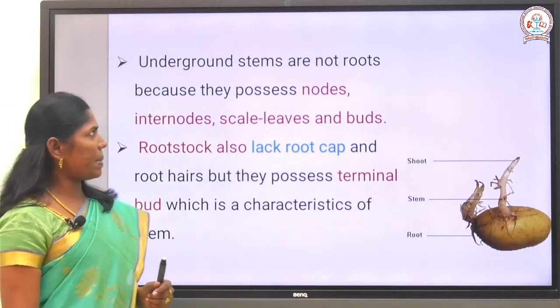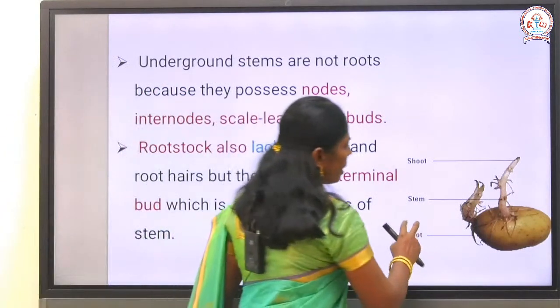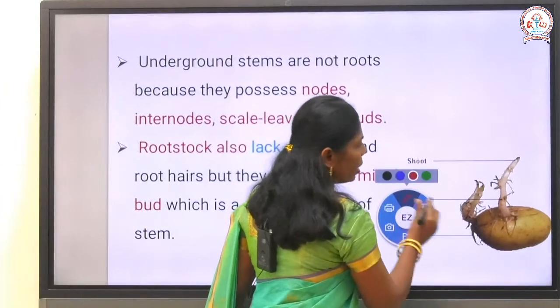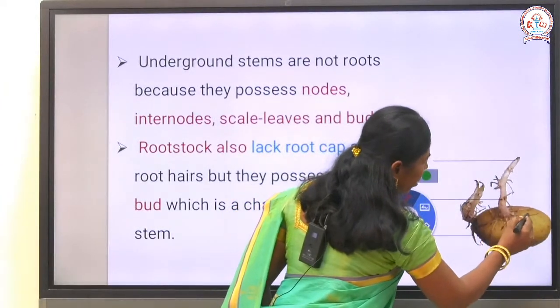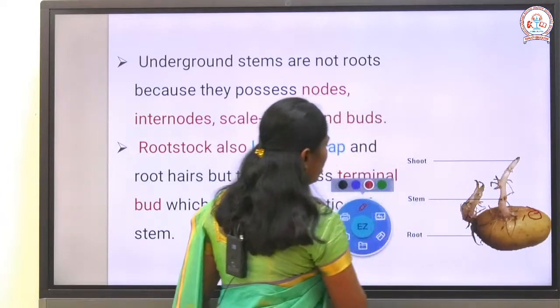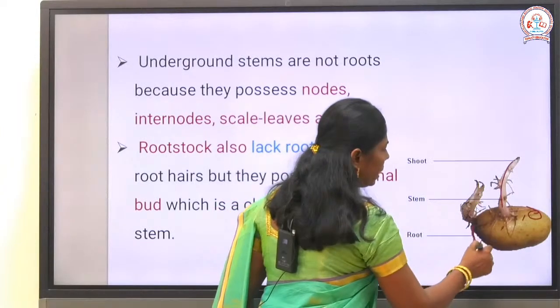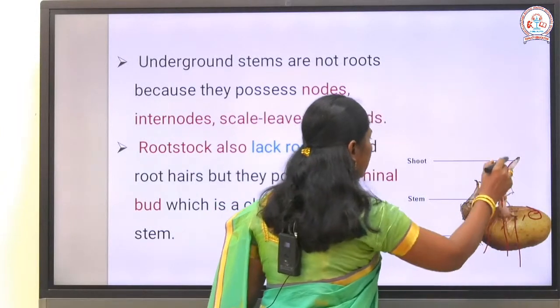So the underground stems are not roots, because they possess nodes. Actually, each one of these is considered a node. Like an eye patch, this region here we call a node. This is a stem portion. The small bits coming out here are roots; this is only a root, and this is a shoot portion.